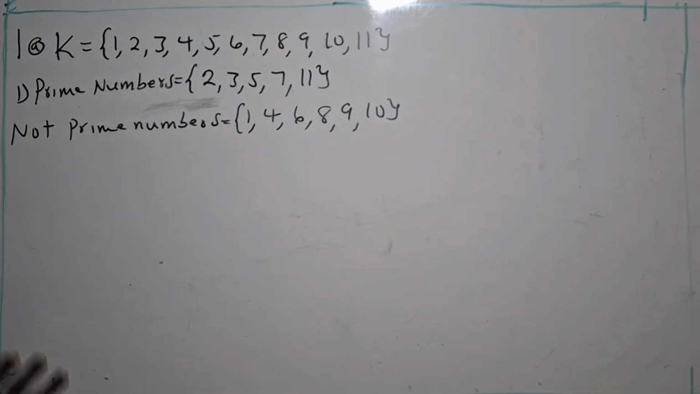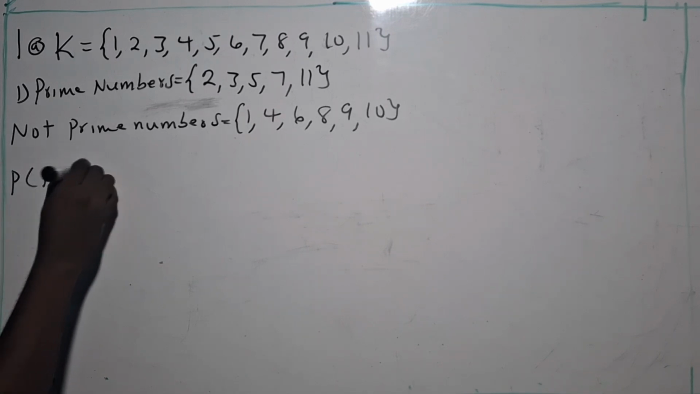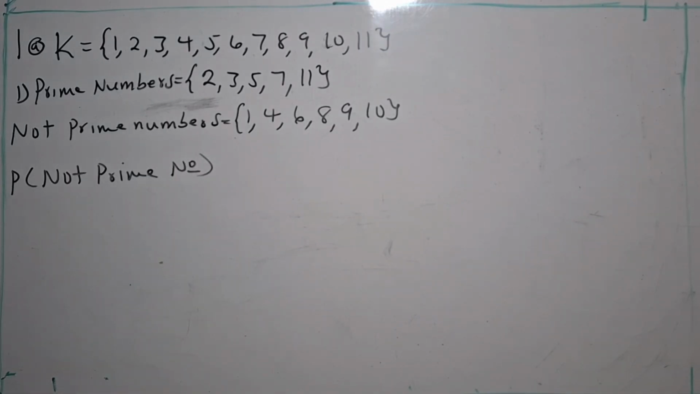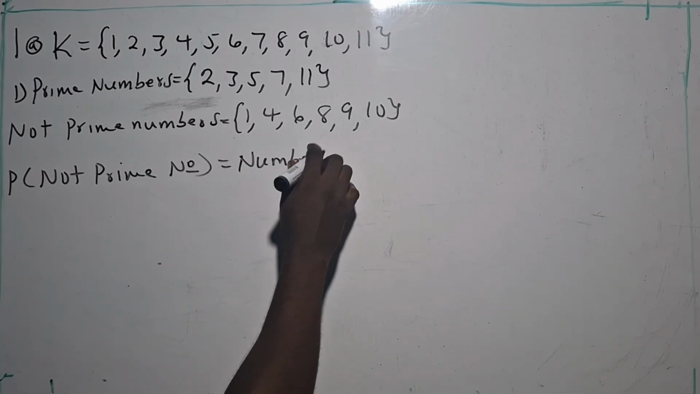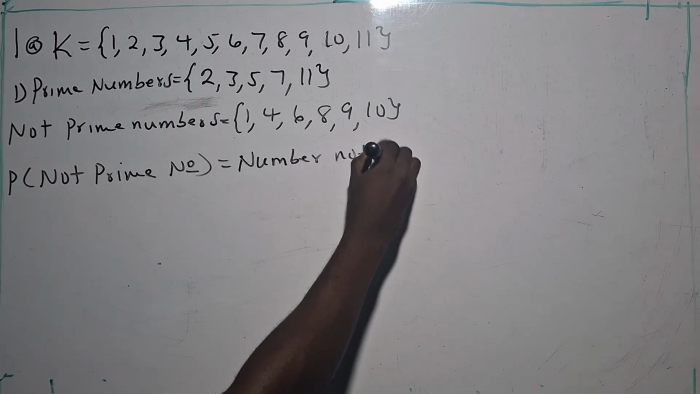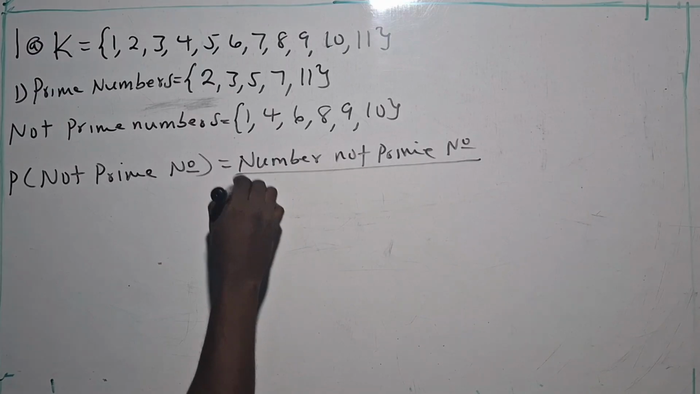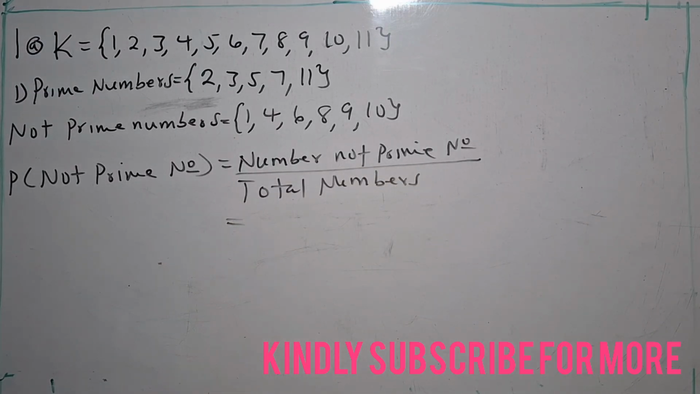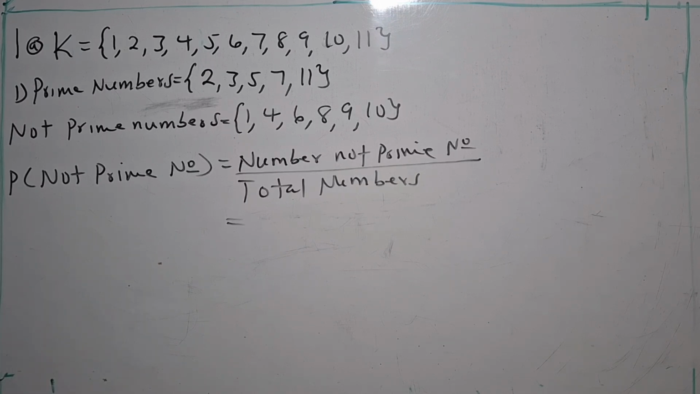Yes. So the probability of taking a number that is not a prime number is the numbers that are not prime numbers all over the total numbers. Yes, total numbers. Numbers that are not prime numbers all over the total numbers.